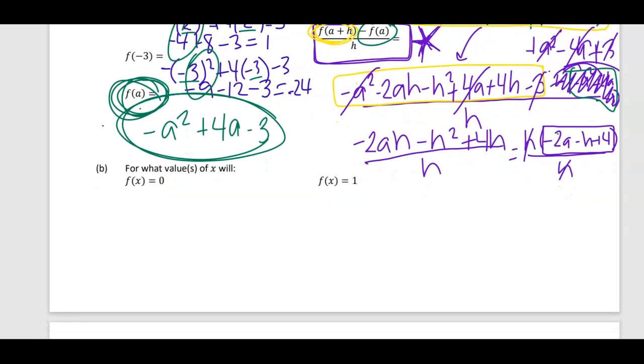On part B here, it's asking for what values will f of x be 0? So that's the same thing as asking, like, find the solutions, right? Negative x squared plus 4x minus 3 equal to 0. Let's factor out a negative 1.